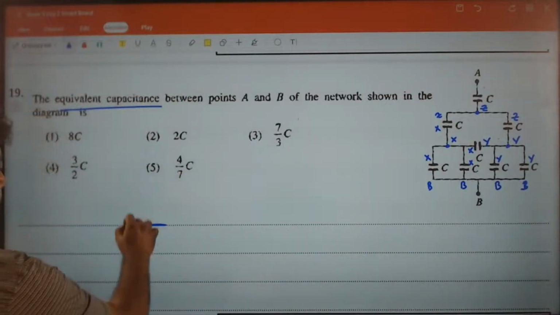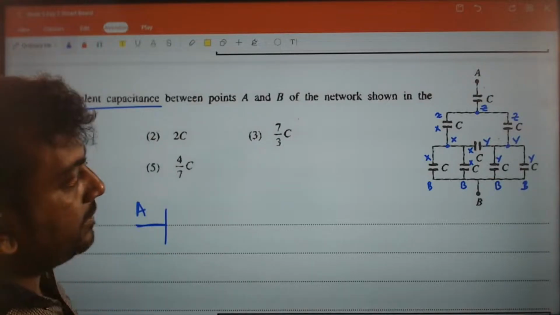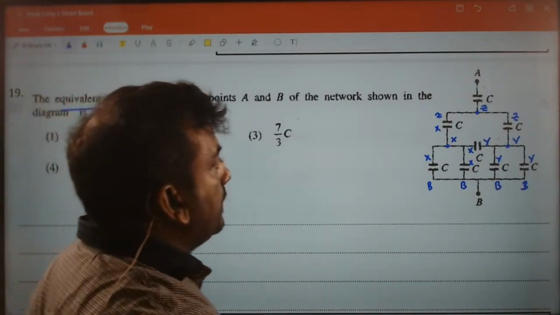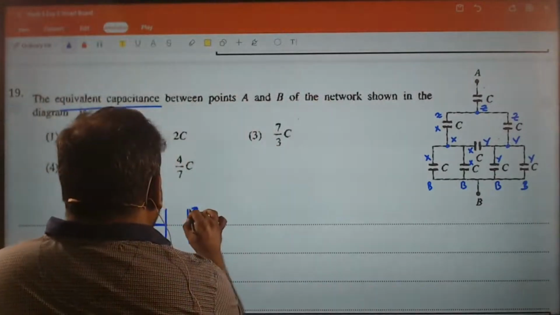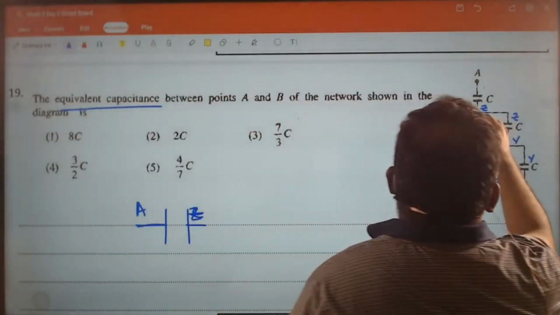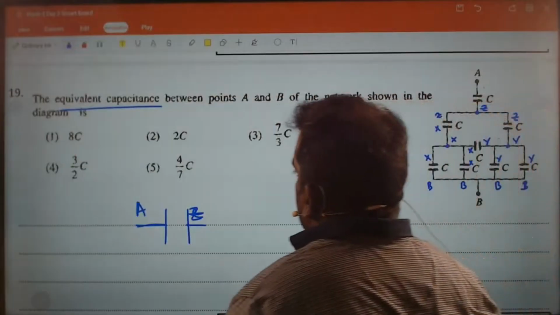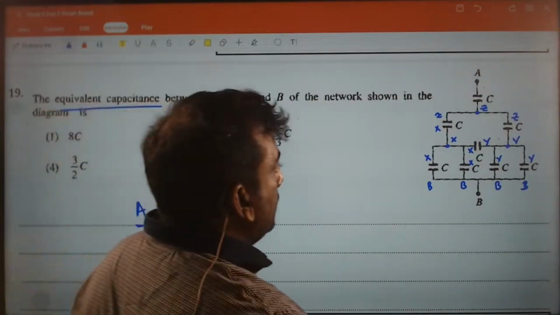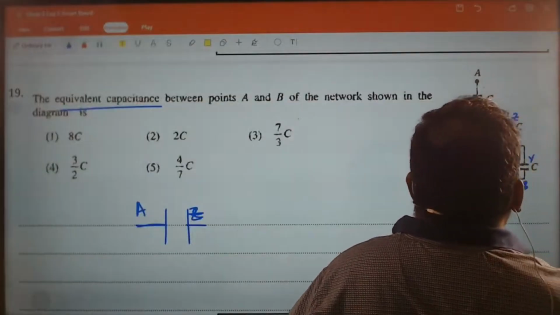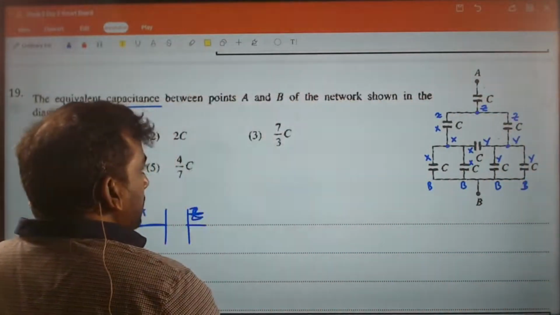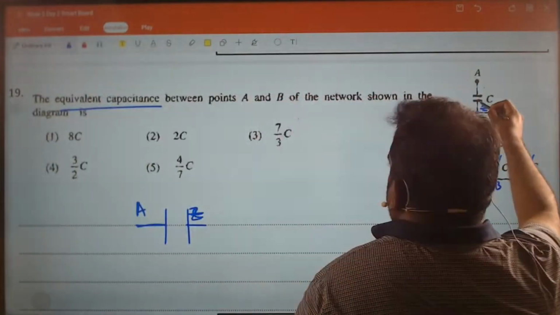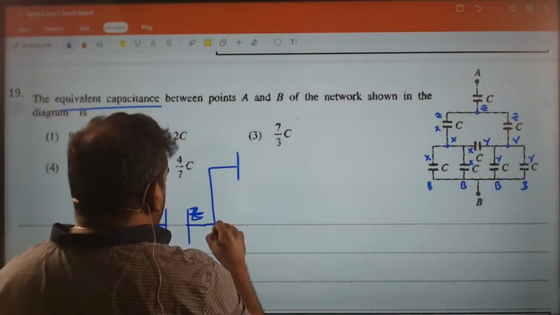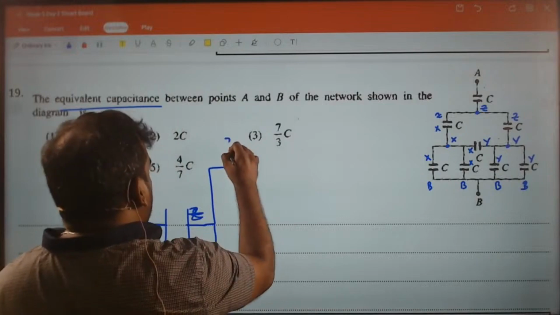At A we have one capacitor connected. Here we have C connected. Here Z, sorry, Z is connected. Z is connected to three more capacitors. So here one Z is there, 2 more. So 2 more, we can say one plate here, one plate here. Z plates.